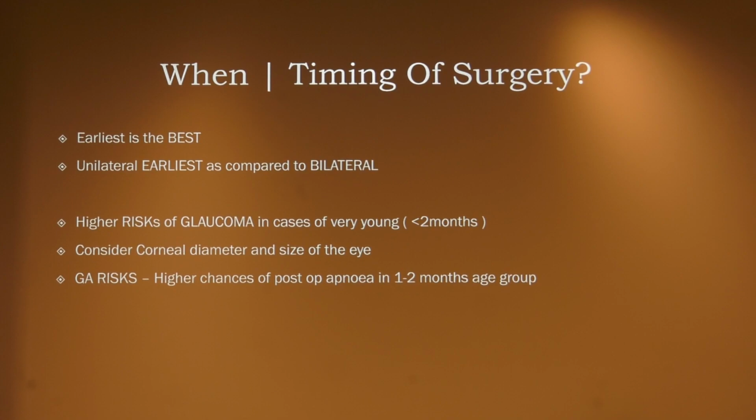So what is the timing of surgery? Remember, if it's visually significant, earliest is the best, and in unilateral, earlier than earliest as compared to the bilateral. High risk of glaucoma in very young children has been documented, and consider corneal diameter, the size of the eye when you're doing examination under anesthesia. Also consider GA risks. There are higher chances of post-op apnea in the 1 to 2 months age group.